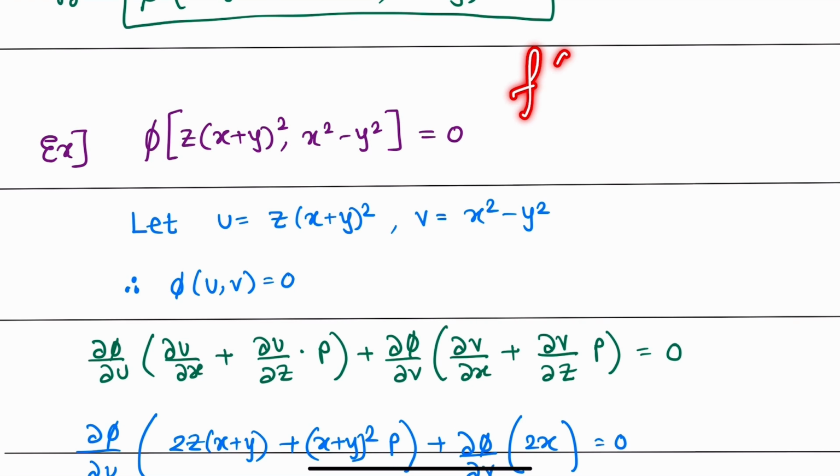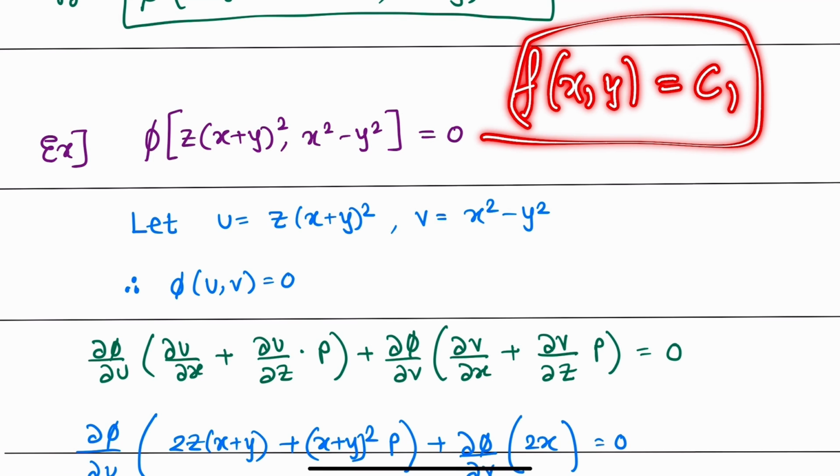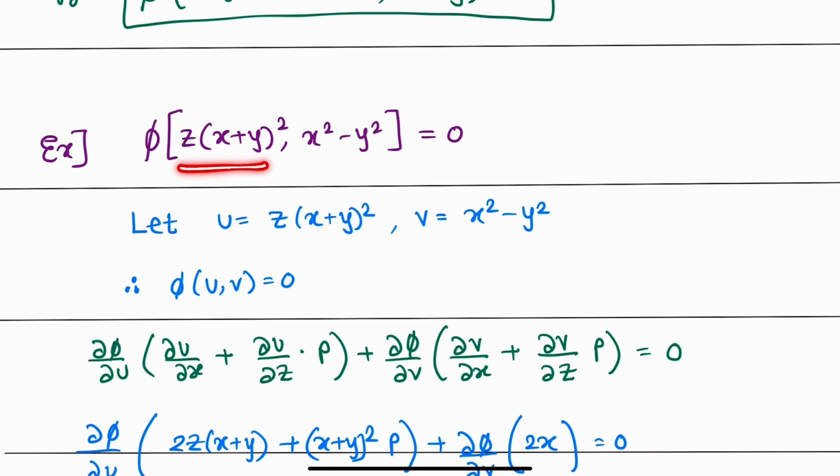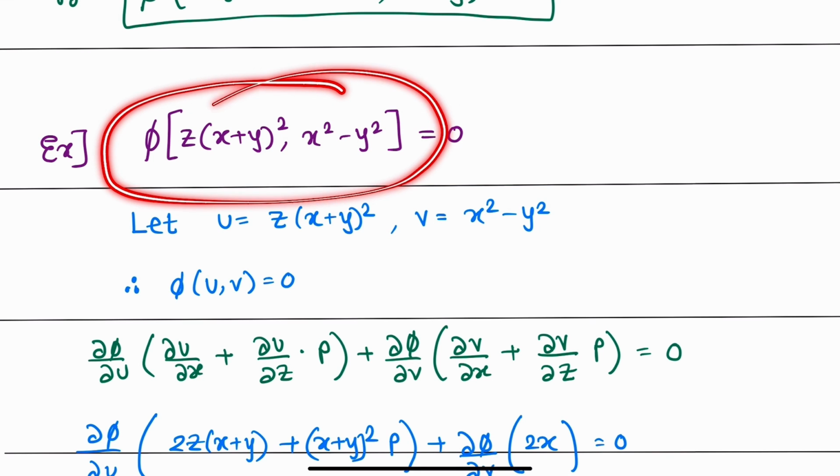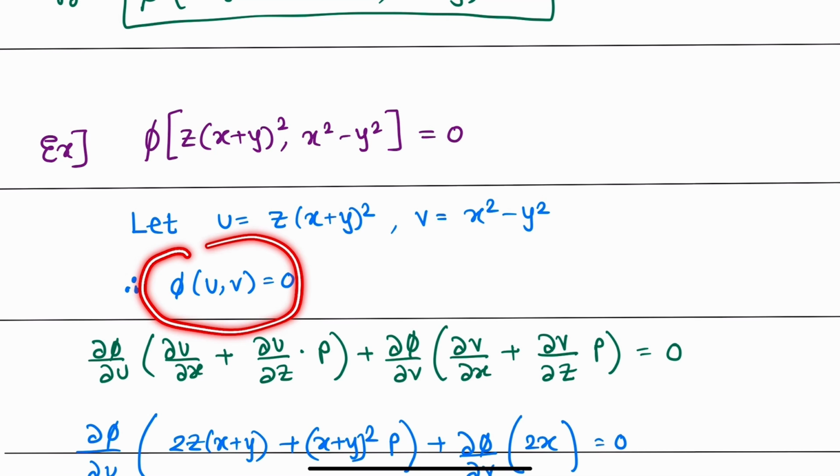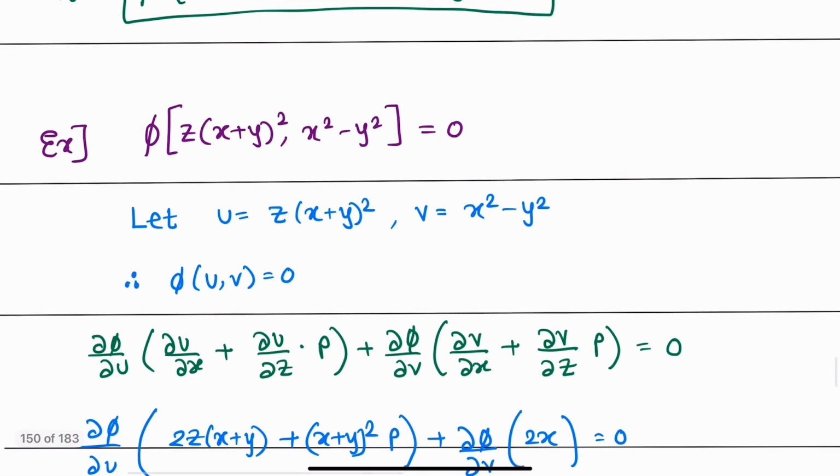Because you knew how to solve f of x comma y equal to some c1. It was a function of x and y, but here you have three different variables. What we will do is say this is u and this is v. So this particular function we can write as phi of u comma v equal to 0.